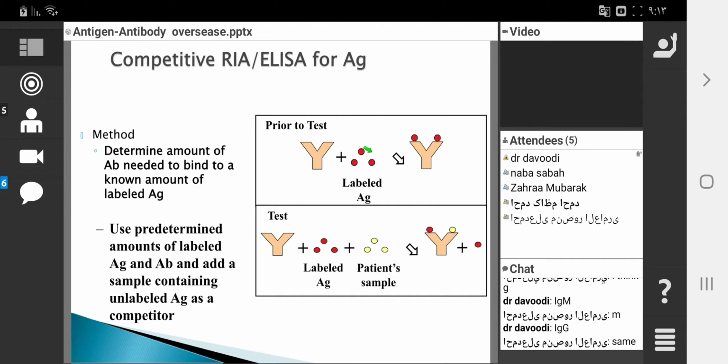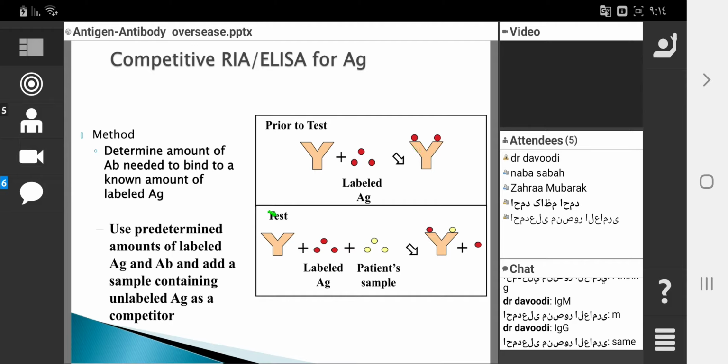In this phase, we have to determine the amount of antibody and labeled antigen to have the product. What is the product in this reaction? The product is the immune complex. Mahsul in Persian, I think in Arabic also. Product. Mahsul. Hasil. So here we have the antigen antibody complex.